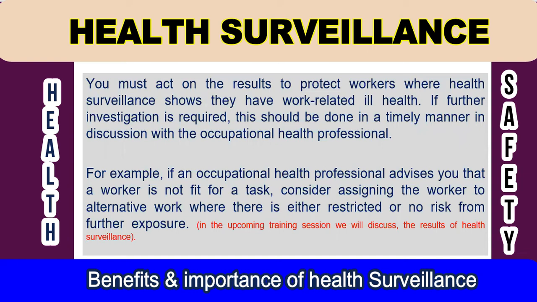You must act on the results to protect workers where health surveillance shows they have work related ill health. If further investigation is required, this should be done in a timely manner in discussion with the occupational health professional. For example, if an occupational health professional advises you that a worker is not fit for a task, consider assigning the worker to alternative work where there is either restricted or no risk from further exposure.